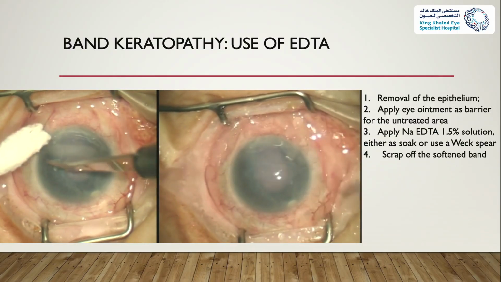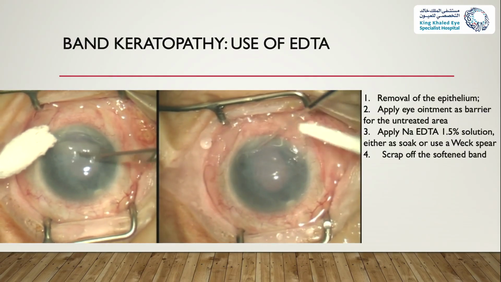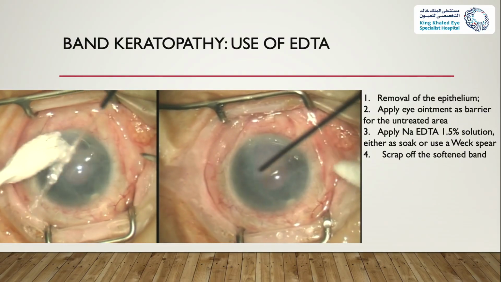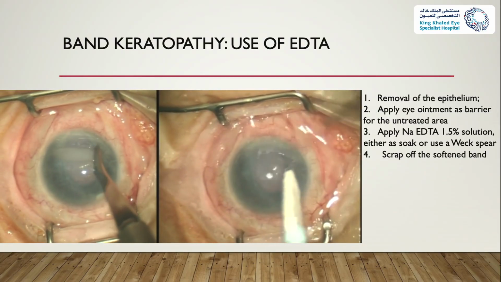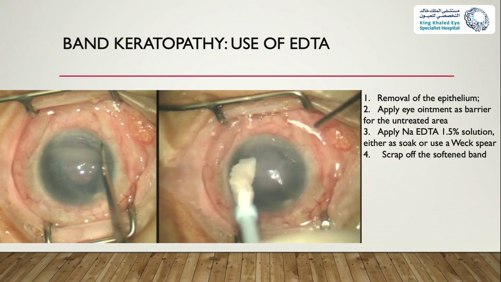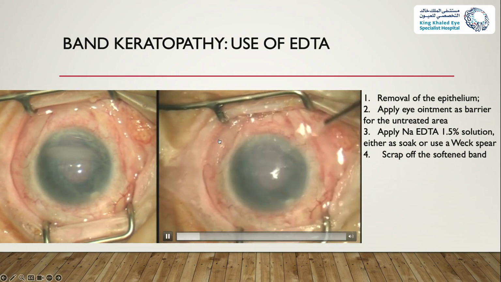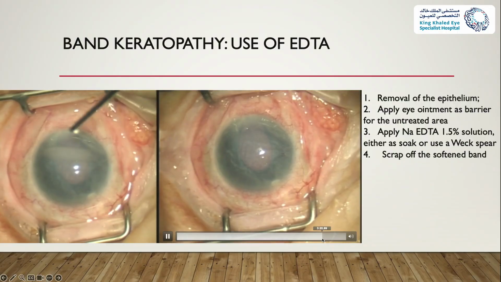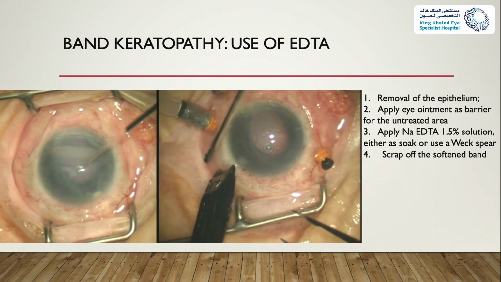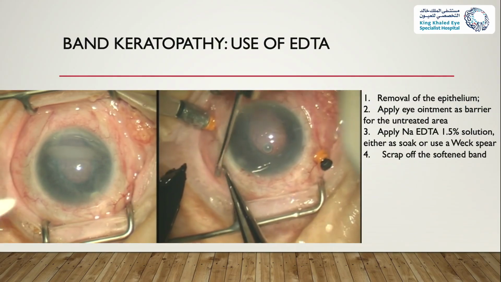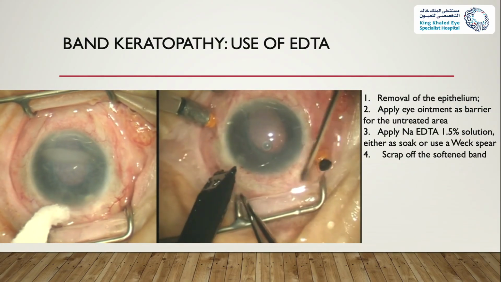Another tip that can help to prevent injury to the conjunctiva or the limbal areas is to put some ointment over the conjunctiva and the limbus, so that the EDTA does not stay on the surface and damage the other areas. I'm just going to move to the very end. At the end, you can see that the band keratopathy is removed. Then you can proceed with your planned surgery and be able to see to the back.